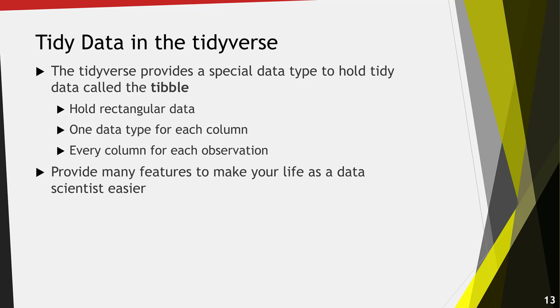So the tidyverse provides a special data type to hold tidy data, and it's called a tibble. We'll discuss this more in the next video, but tibbles hold rectangular data. There's one data type for each column, and every column is populated for every observation. This is going to make your life a lot easier as a data scientist because the tibble will enforce the tidy data format for you and provide a lot of features that will make your data analysis tasks easier.